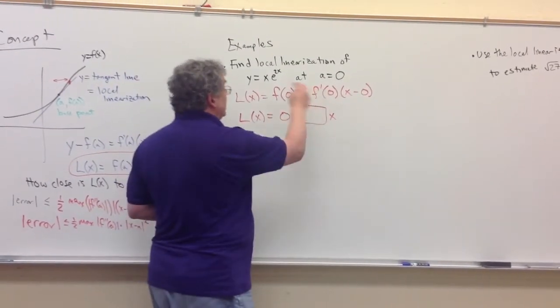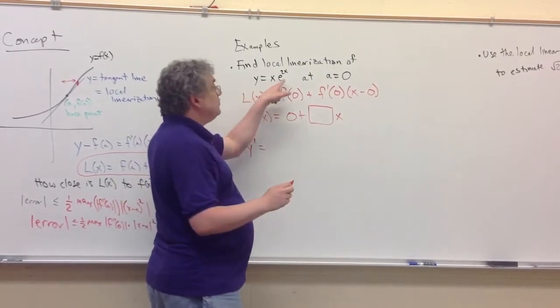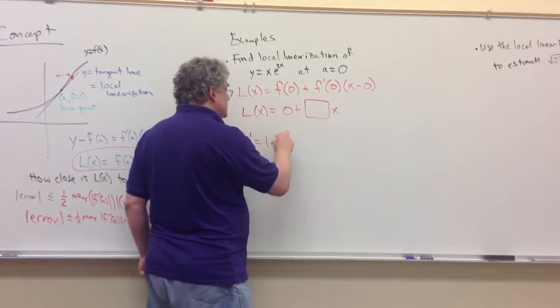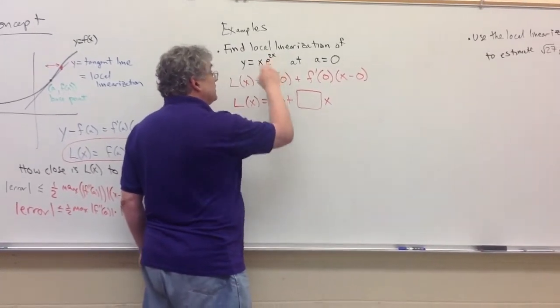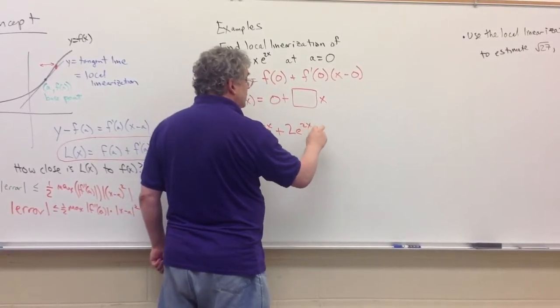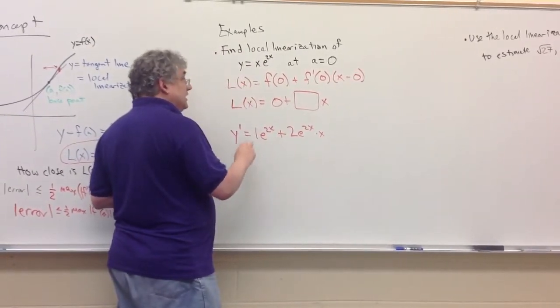So that's going to be my linearization of the function. Now, to find that, I just need to take the derivative. What is the derivative? This is a product, so the derivative is a product rule. 1 e to the 2x plus now the derivative of e to the 2x. We've learned this. It's 2 e to the 2x. That's the chain rule times x. But what I really want is at 0.